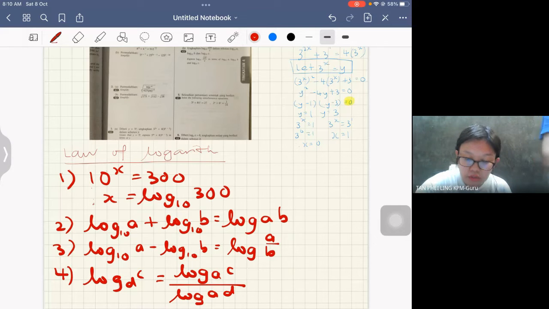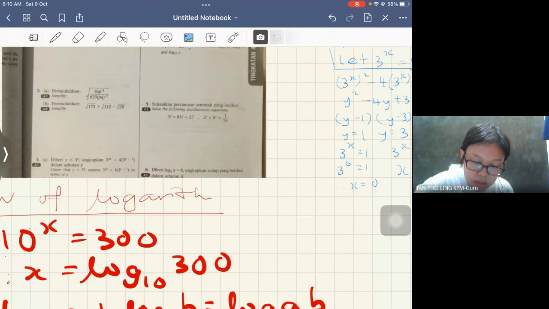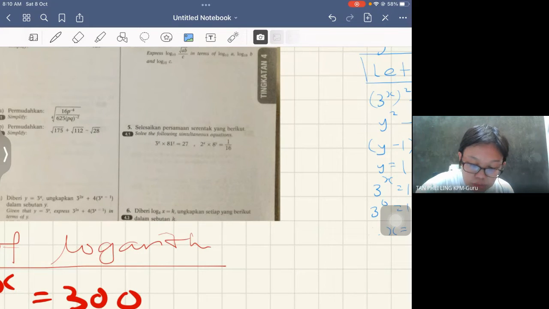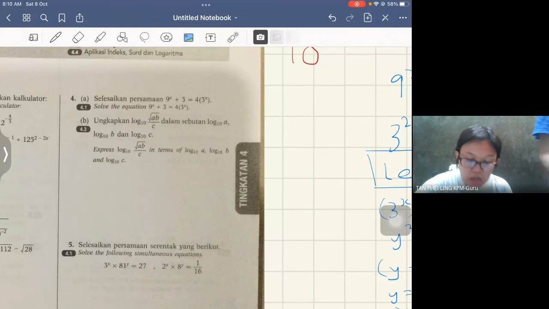So we have just now this question, right? They ask you to express log base 10 square root AB over C in terms of log A, log B, and log C, right?